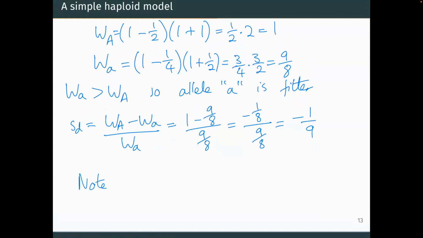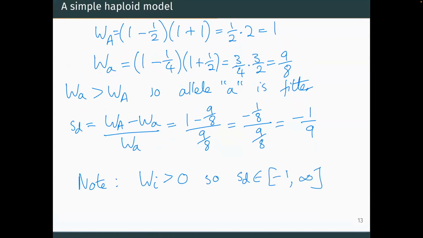Also, we can note that our fitnesses here are always going to be positive as we've defined them in this model. Note that this is not always necessarily the case. This is just based on the assumptions that we've had so far. So our selection coefficient is always going to be between -1 and infinity, as we've defined things here.